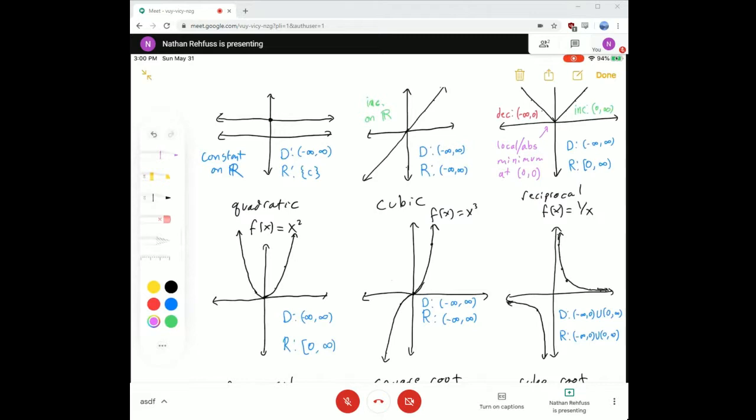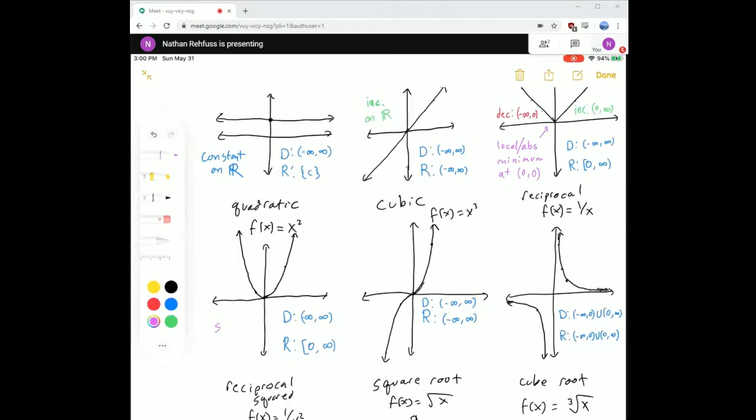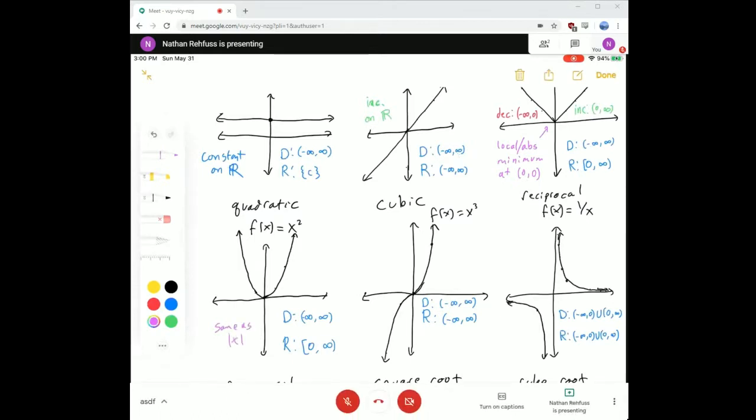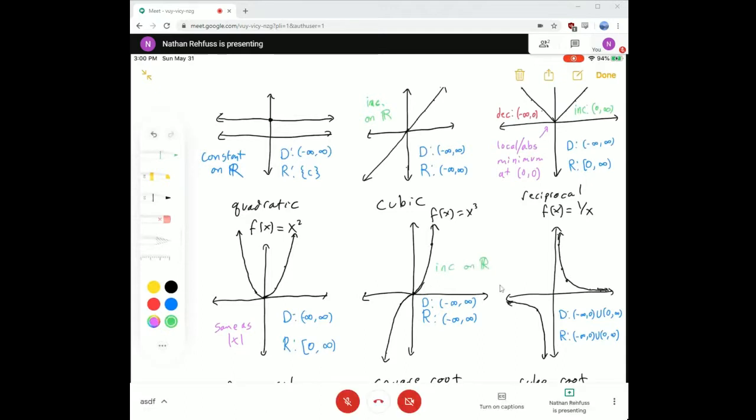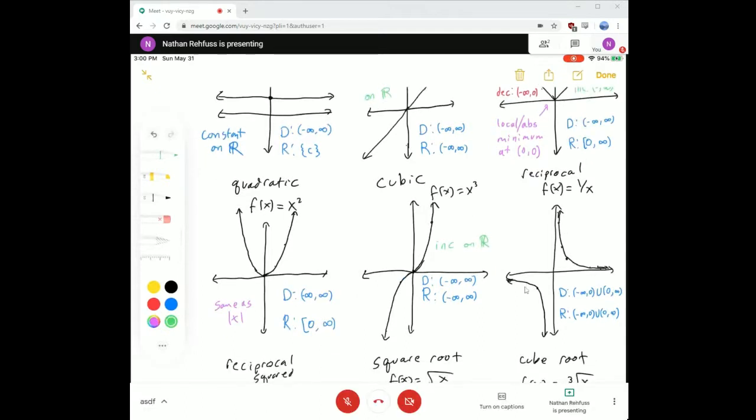Moving on. The cubic function. Pretty simple. It's always increasing. The reciprocal function. Oh, that's weird. You know, it jumps from very negative to very positive. And yet, if you look closely, it's decreasing here, falling, falling, falling, and then it jumps to infinity, and then it's falling, falling, falling.